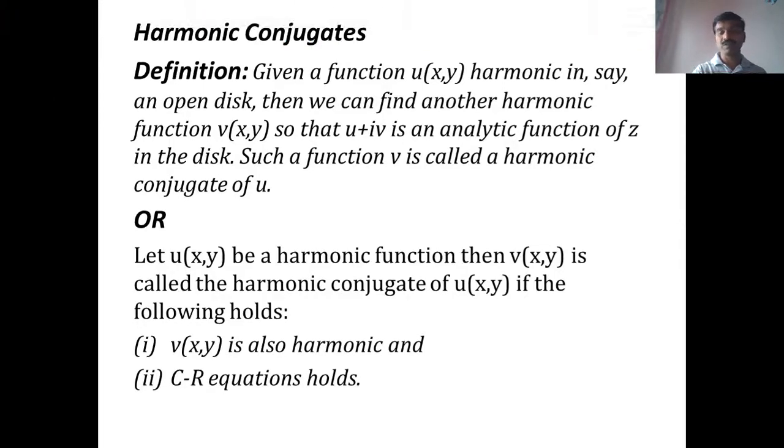Suppose, in the other way, let v be a harmonic function, then u is also called the harmonic conjugate of v if the following conditions hold: u is also harmonic and v satisfies the CR equations. Then only we can have them as harmonic conjugates of each other in the analytic function.